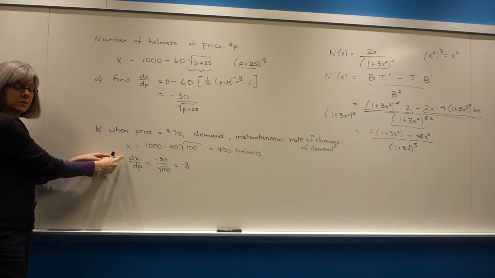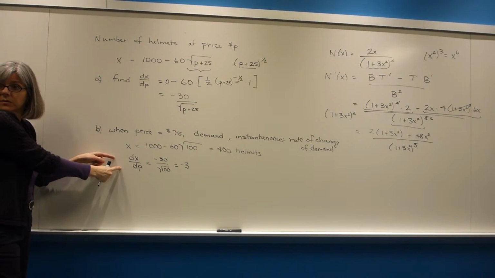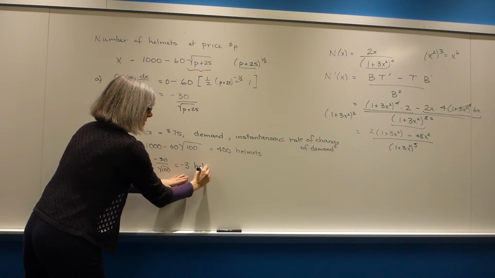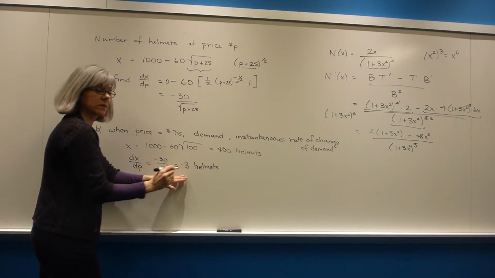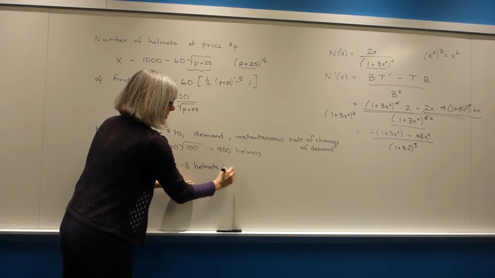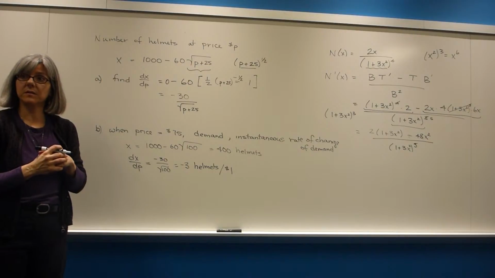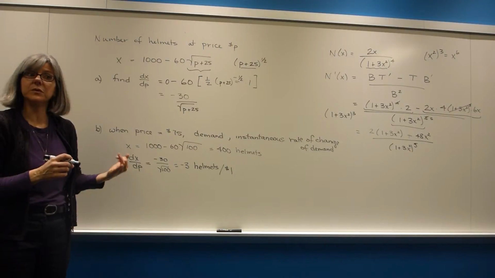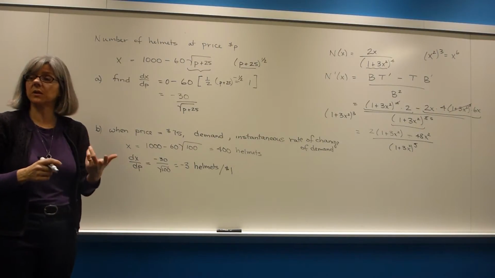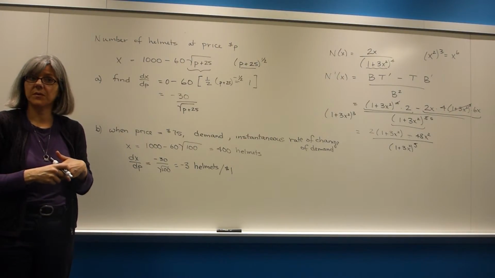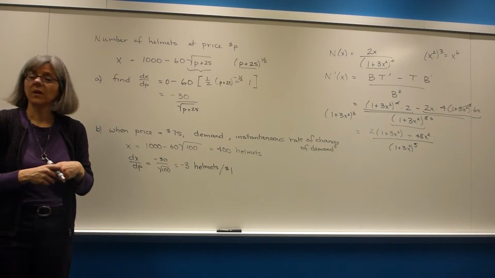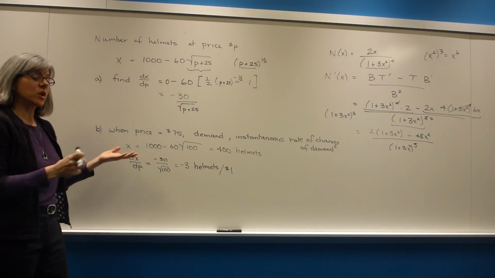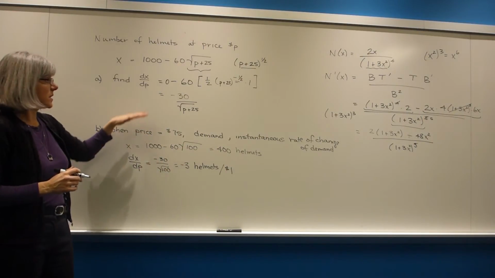X is in helmets, P is in dollars. Does that make sense? X is in helmets, P is in dollars. So your demand is going to go down 3 helmets for every dollar increase in price. I mean, every dollar you increase the price, you're going to lose 3 helmet sales. Now I want to know what the helmet costs. Right here, $75. Hey, we got it.